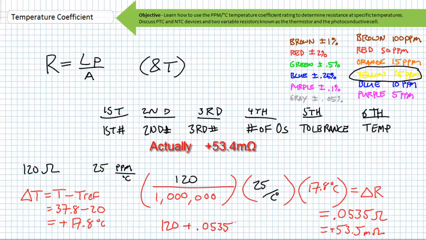In this case, our 120 ohm resistor is now 120 plus 0.0535, or 120.0535 ohms. Because of this resistor's clearly superior temperature coefficient, it is for all intents and purposes still a 120 ohm resistor.